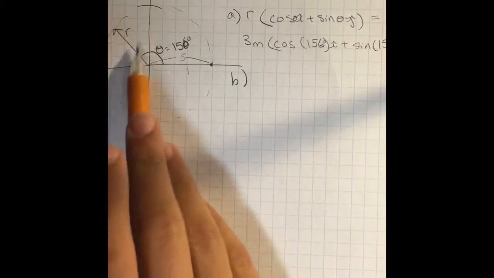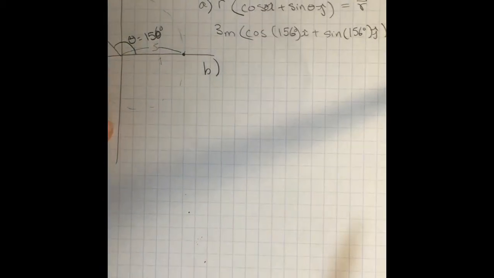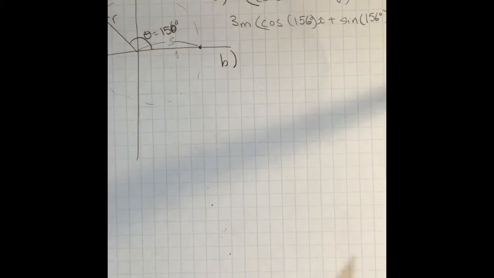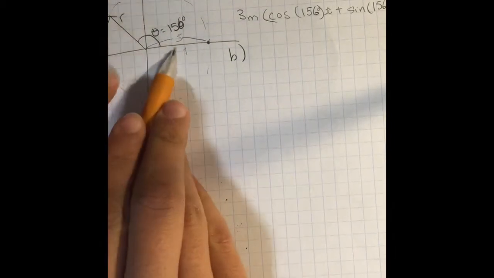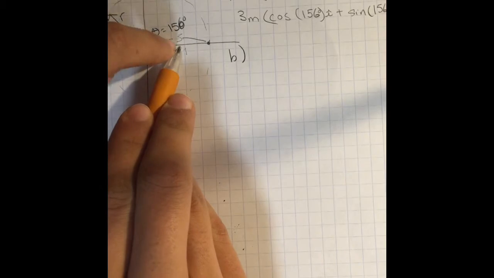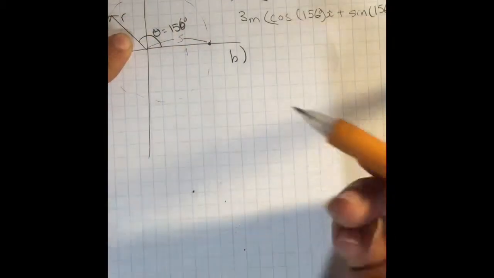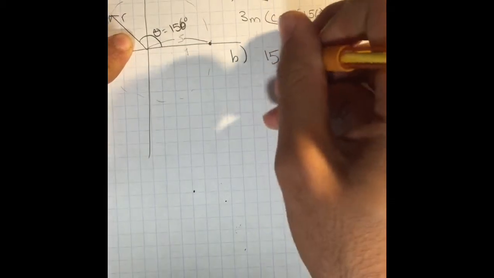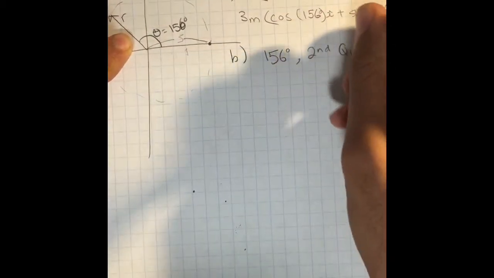156 degrees is between 90 and 180, so that's the second quadrant. And the angle it makes with the positive x-axis is pretty straightforward. Since we started from there, that's the positive x-axis, so it's going to be 156 degrees, which is second quadrant.